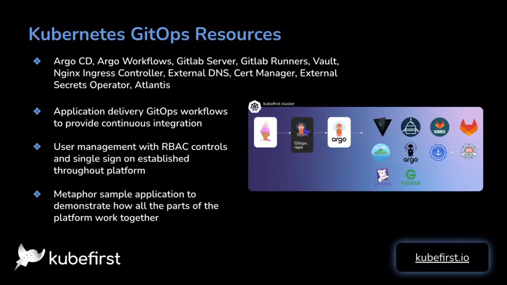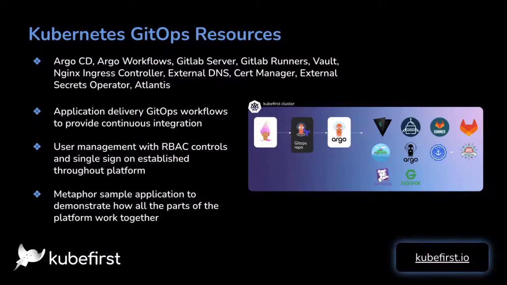We have Vault as our exclusive secrets manager. There's not a single secret on the platform that isn't managed in Vault. So we have Vault integrations to Terraform. We have Vault integrations to Kubernetes itself. Really good secrets management story there. External DNS, cert manager, external secrets operator. Those are all pretty common in typical Kubernetes setups.